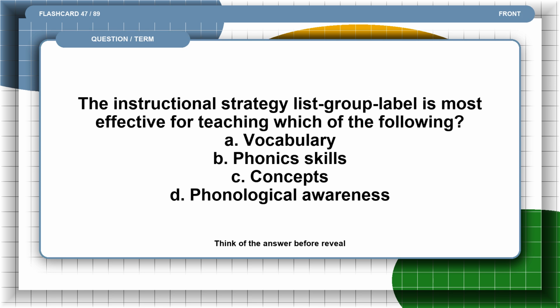Flashcard 47. The instructional strategy list-group-label is most effective for teaching which of the following? A. Vocabulary. B. Phonics skills. C. Concepts. D. Phonological awareness. Pause and think of the answer before the reveal.